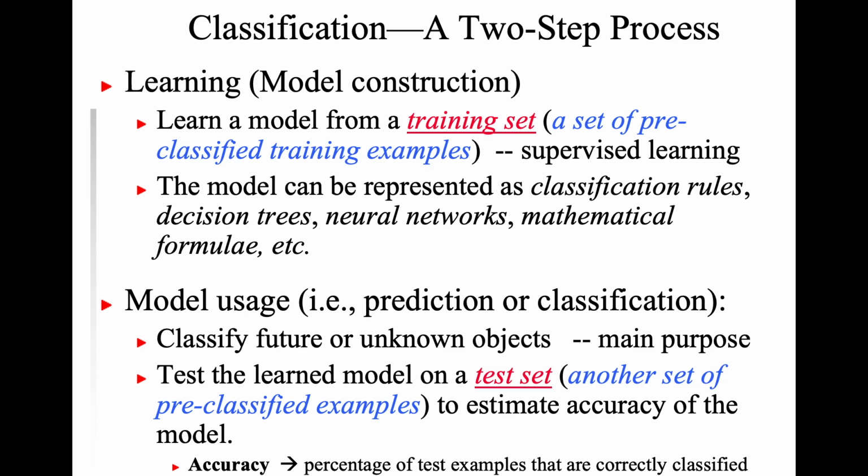We can use decision trees for either classification or regression, but the focus in this lecture is on classification methods. Under the classification methods that we'll discuss, one of them is decision trees for classification. So first, let's start with the classification itself. What is classification?